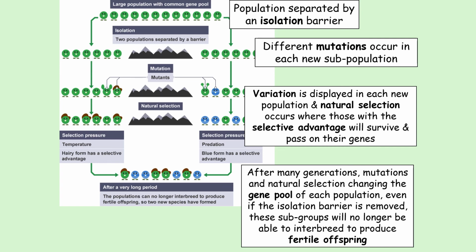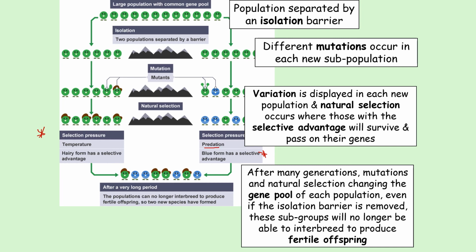So on this side, your selective pressure is temperature. So the temperature must be cold, so the hairy form has the selective advantage. So the hairy allele will be more and more frequent. On this other side, selection pressure is predation, so completely different selection pressure.